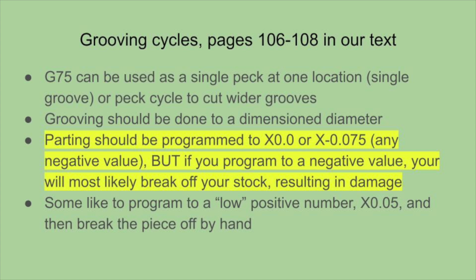Just remember that anytime you're parting, you can go to X0 or X-0, any negative value. But if you program to a negative value, or if you program to 0, you'll most likely break off of your stock, resulting in damage of your workpiece falling in the machine. Sometimes people like to program to a low positive number and then break the piece off by hand.